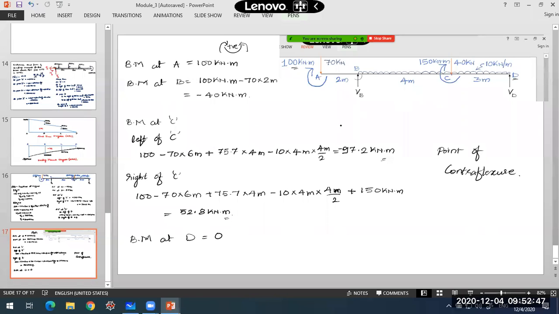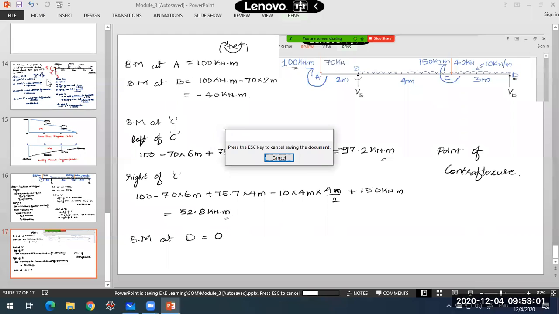We'll plot this in the next class. Just go through these calculations and try plotting on your own. We'll continue with this problem, plotting the bending moment and shear force. Try plotting the bending moment and shear force, considering the previous example.